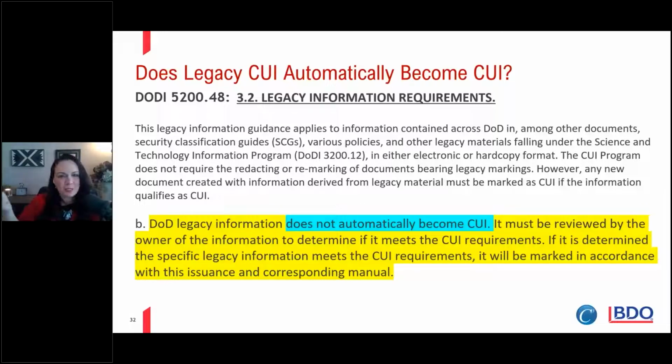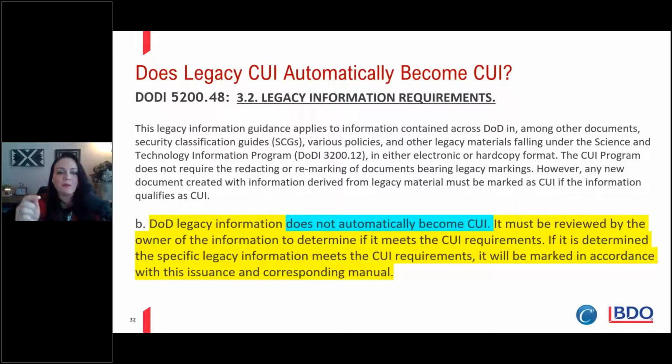So to further move on that thought, does legacy CUI automatically become CUI? Pick up your DODI instruction again, section 3.2, legacy information requirements. And of course, this relates to legacy CUI information. Subsection B says, DOD legacy information does not automatically become CUI. And I highlighted that in blue so you can read it 20 times over, because we have had very similar issues pop up with some of our clients' contract authorities saying, well, this contract or an FCI document was FOUO, and FOUO is now automatically CUI. It's not how CUI becomes CUI.